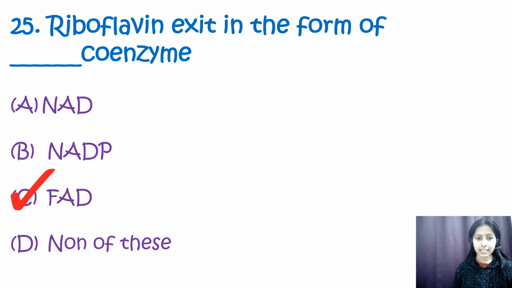Whereas NAD and NADP, NAD stands for nicotinamide adenine dinucleotide, and NADP stands for nicotinamide adenine dinucleotide phosphate. These two are the coenzymes which are used in the cellular metabolism. So here the correct option for this riboflavin coenzyme will be option number C, that is FAD.